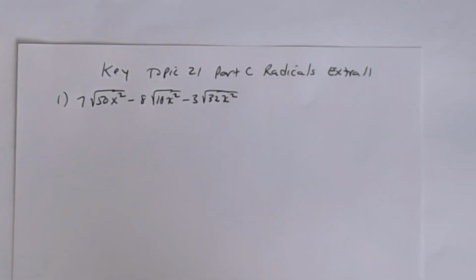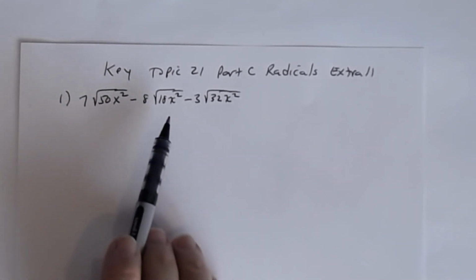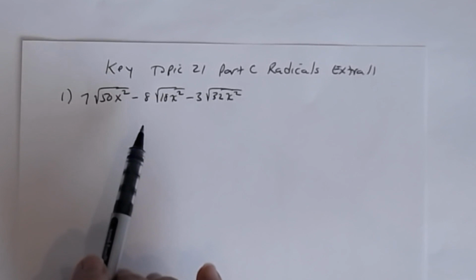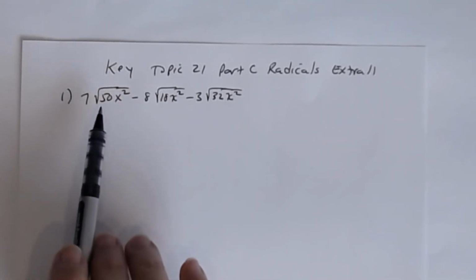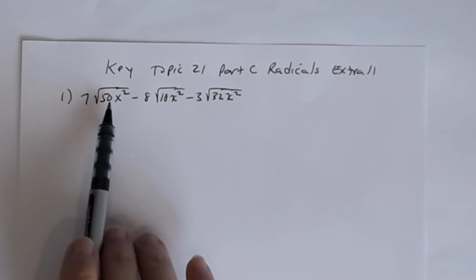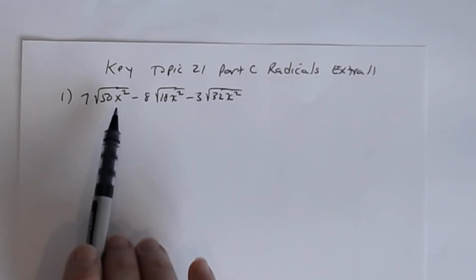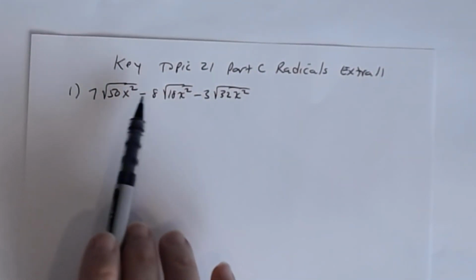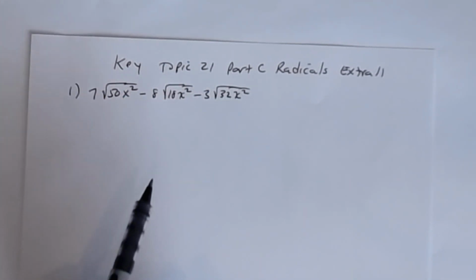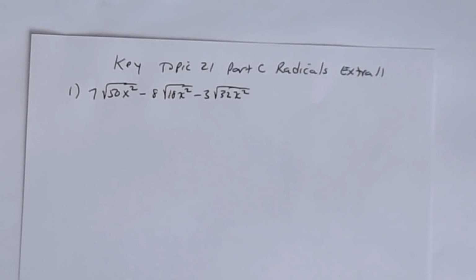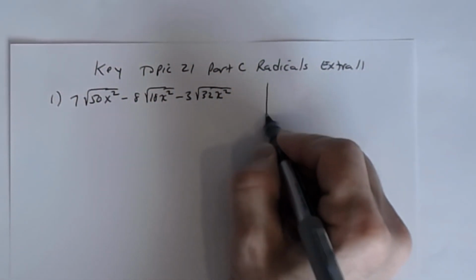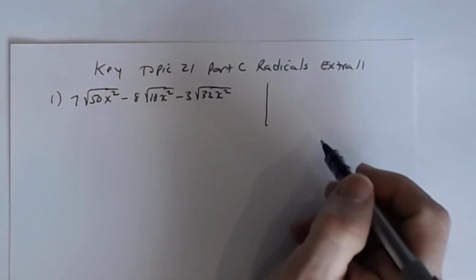Number one, you have these three terms that you're adding or subtracting. Now remember, when adding or subtracting radicals, you can only combine like terms. And before we can talk about combining like terms, you have to make sure that all of these square root expressions are simplified, and then you look to see which ones are like terms. So let's do the work on the side to simplify each of these square roots.